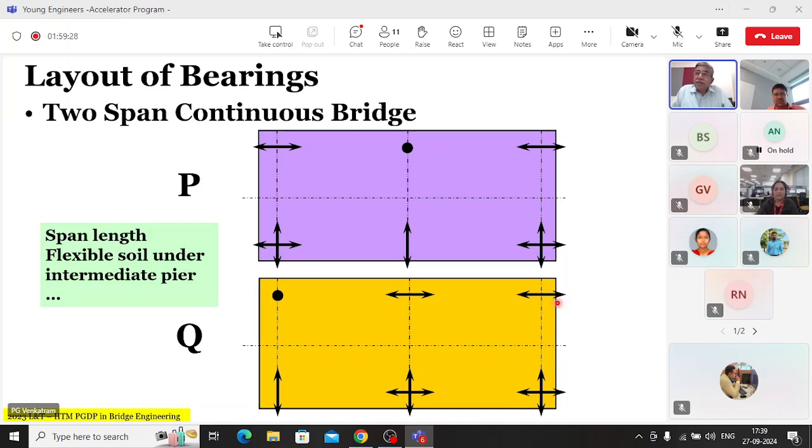Okay, so as engineers, we have certain circumstances. We should know the full background of the bridge before we take a call. Just don't take a call on the basis of one piece of information.